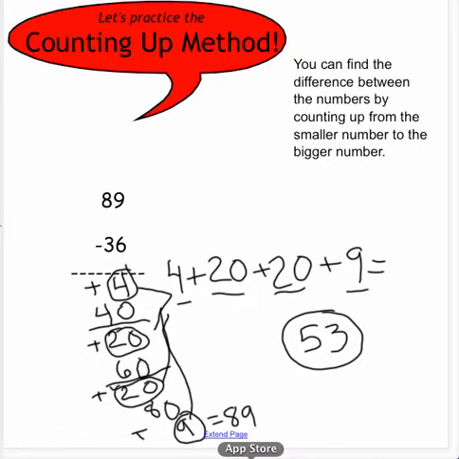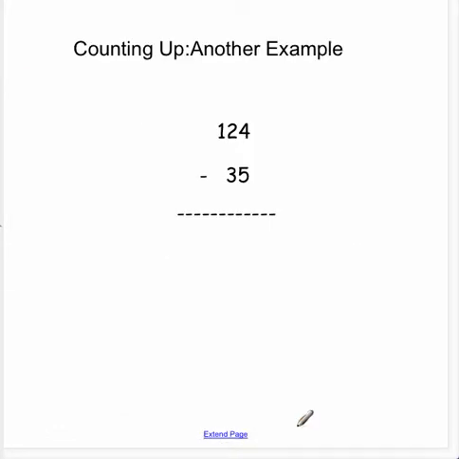All right, let's look at another example. This time I have a 124 minus 35. In counting up, I start at the bottom and I work my way up to the top. Let's see, how much do I want to add to 35? I think I'm going to do a plus 5. And I have to circle it because that's what I'm adding. That's going to bring me, 35 plus 5, to the number 40.